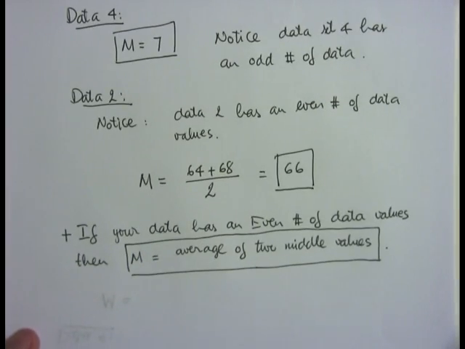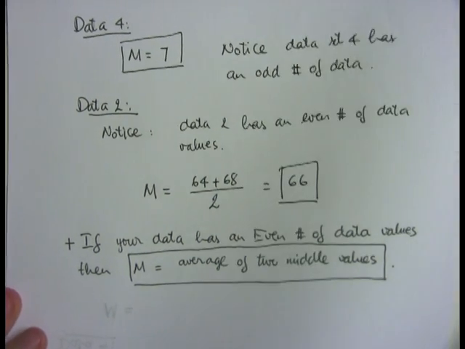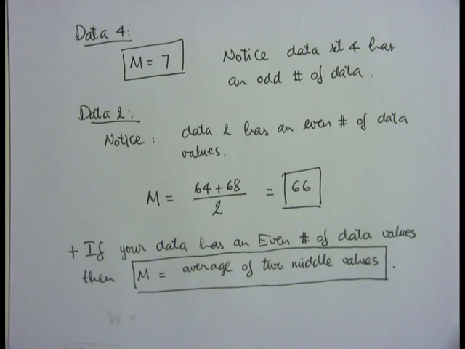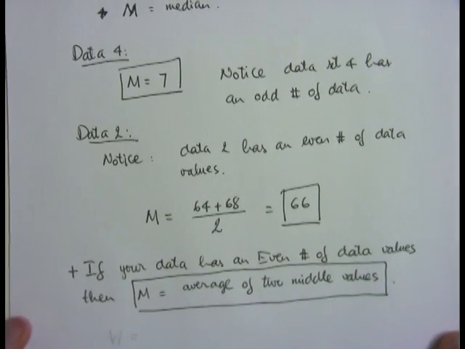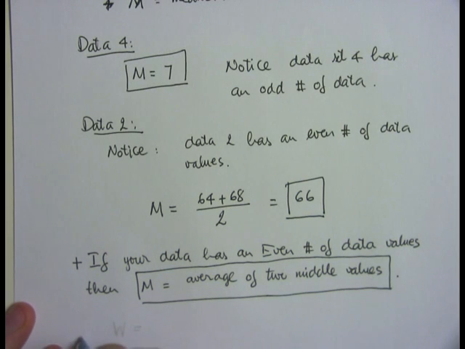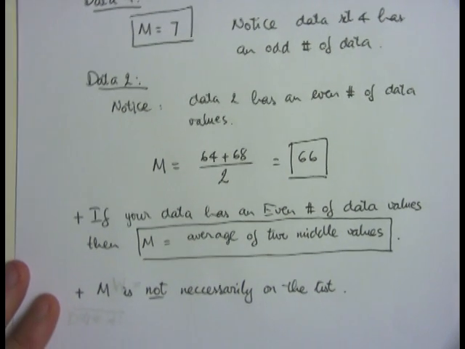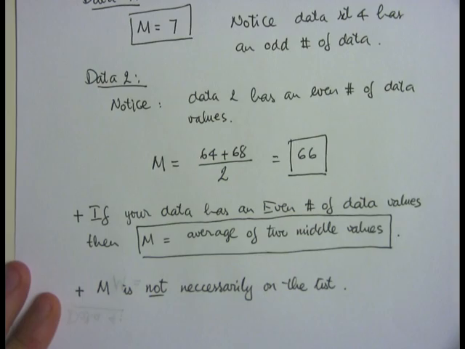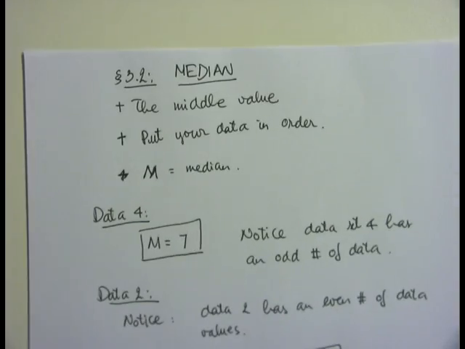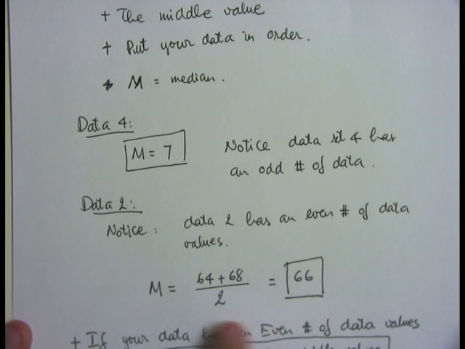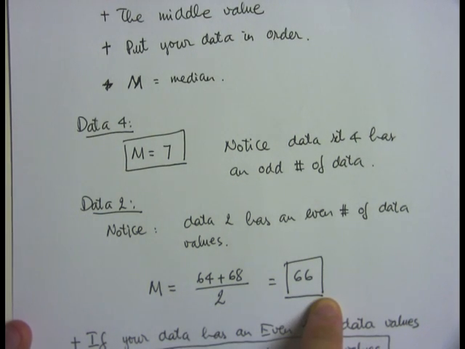Now, the last thing I need to point out is that once you've found your median, a quick thing to notice is that the median is not necessarily on the list, or not necessarily contained in the data set. So keep that in mind. Do not feel surprised that in data set 2, the median that I found is 66, but 66 is not actually on the list itself.